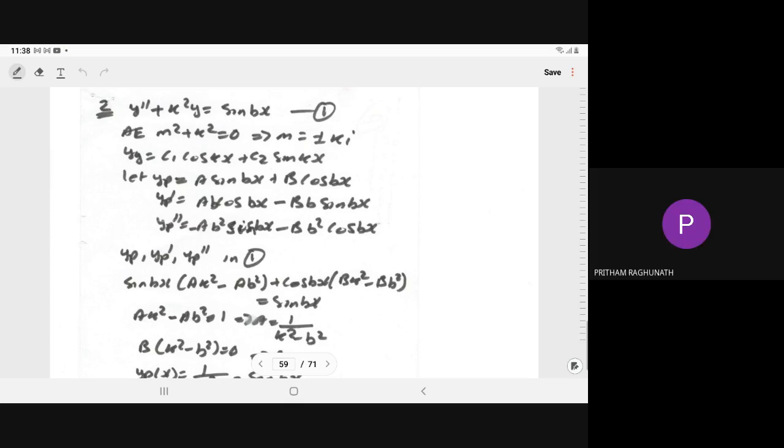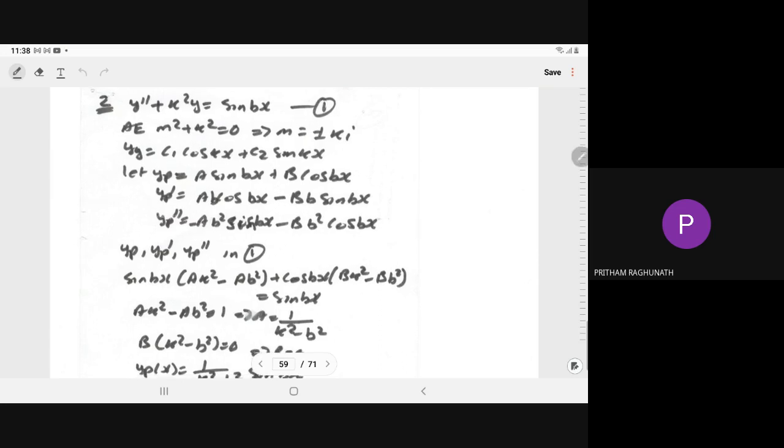Now, question number 2 from your book: y double dash plus k square y is equal to sin bx. The reduced equation will be y double dash plus k square y is equal to 0. So the auxiliary equation will be m square plus k square is equal to 0, so m is equal to plus minus k iota. So yg will become c1 cos kx plus c2 sin kx, the general solution for the homogeneous equation.